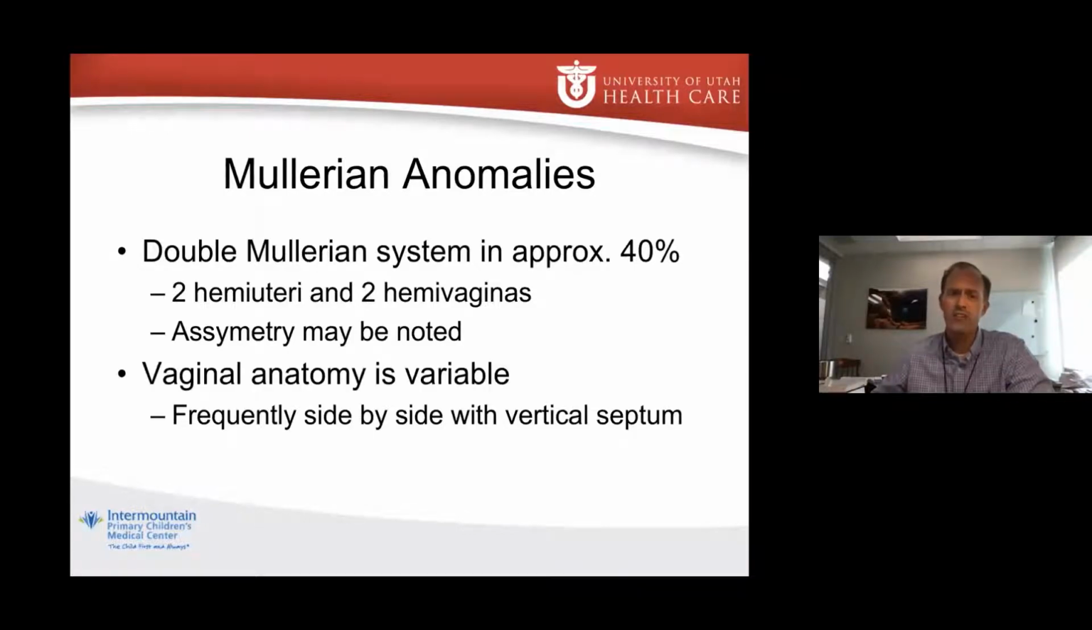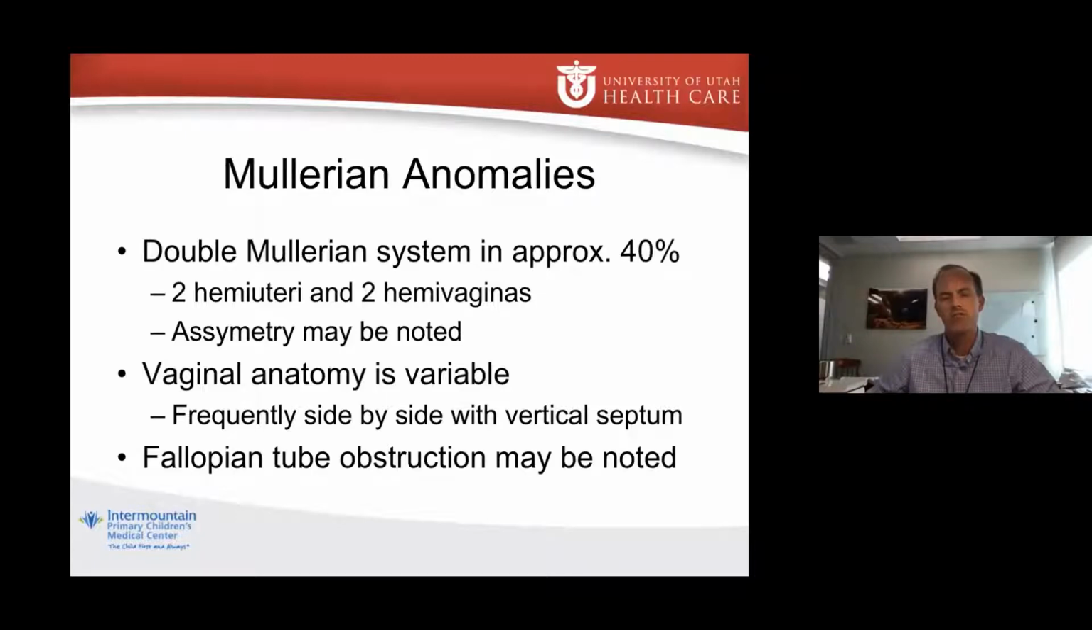And then the vaginal anatomy is also variable. Frequently, when you have 2 hemivaginas, they're side by side with a septum that goes vertically right down the middle. But you can see that they're sometimes rotated in a funny way, so that it's not just a septum, but there's 2 separate openings to the vagina. So cystoscopy can be tricky with these guys, figuring out where the anatomy is and where everything's located.